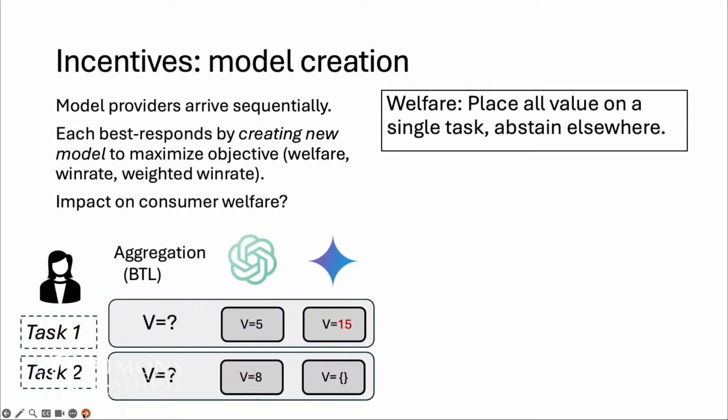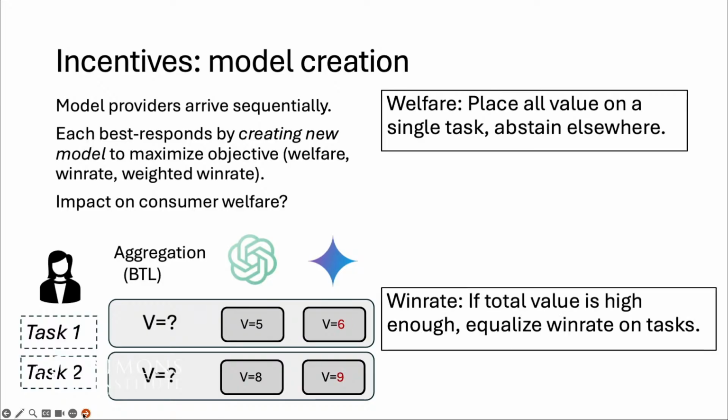Cool, so first, welfare. What would you do if you were just trying to maximize user welfare? What you do is you just put all of your value on one task, and we show how to pick this task in the full paper, and you'd abstain on other tasks, so you'd give no response at all. This should be relatively intuitive.